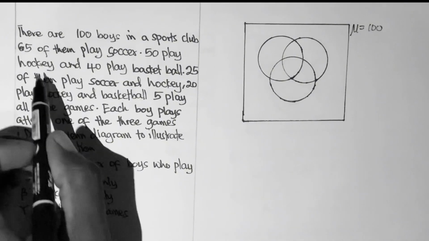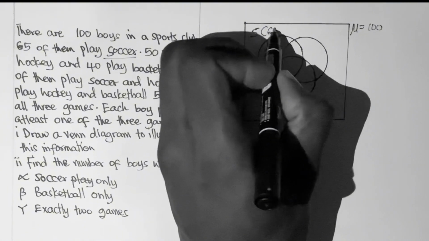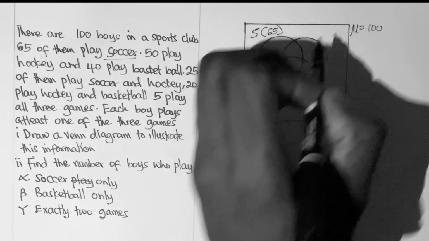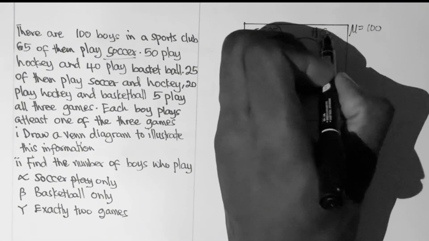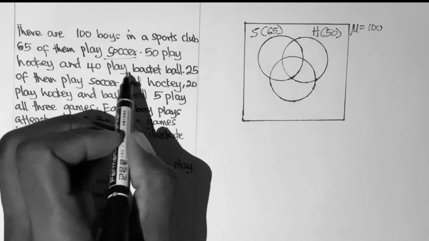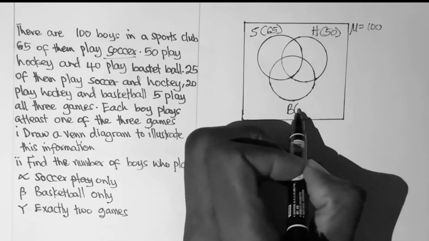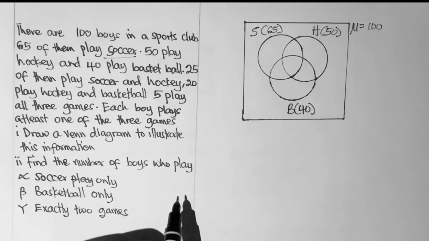And then he says that 65 of them play soccer. So let's let this region be soccer. And then there are 65. 50 play hockey. So hockey, there are 50. And then the question also says 40 play basketball. So let's say this is the basketball. So 40 is here for basketball.